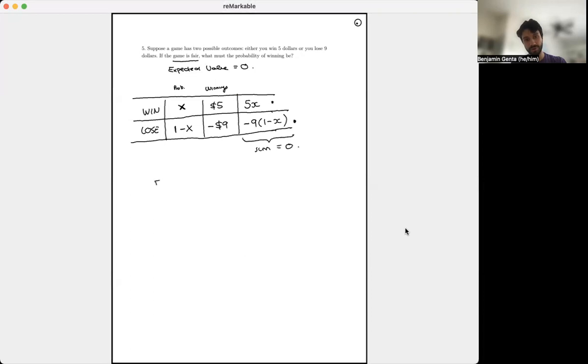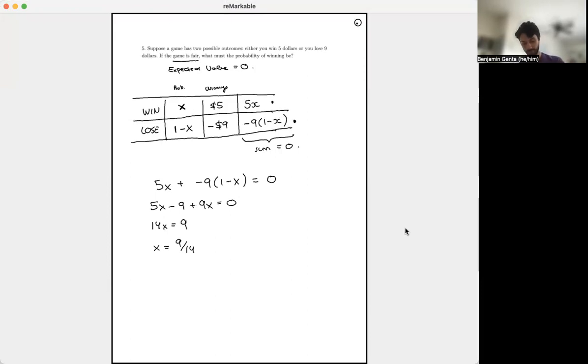So what do we have? Let's rewrite it here. What we want is to find x when 5x plus negative 9 times 1 minus x is equal to 0. And now this is just simple algebra. So you have 5x minus 9 plus 9x equals 0. And that's just the same as 14x equals 9. So x equals 9 over 14. And this is the probability that you want.